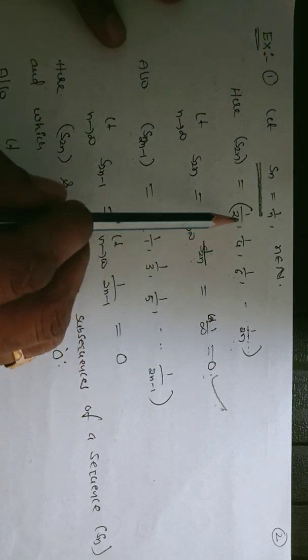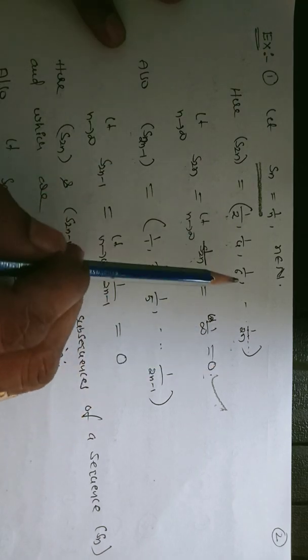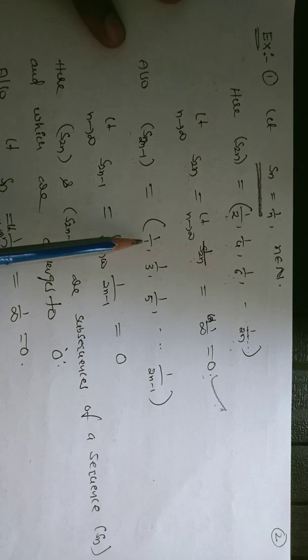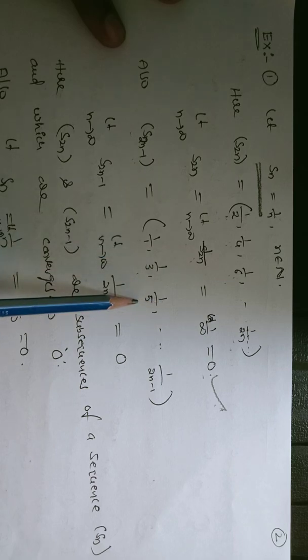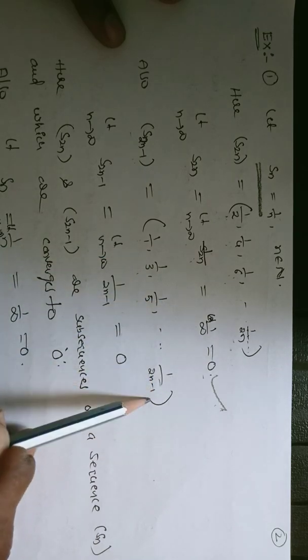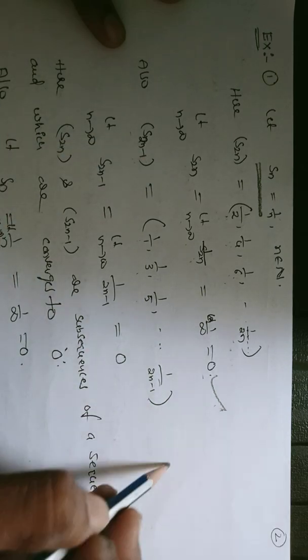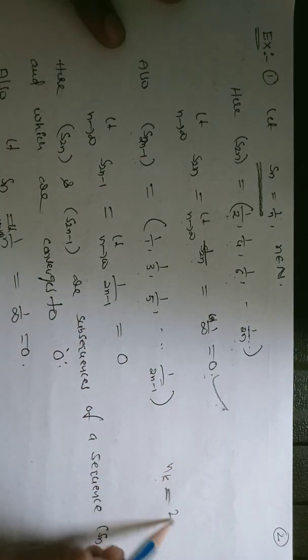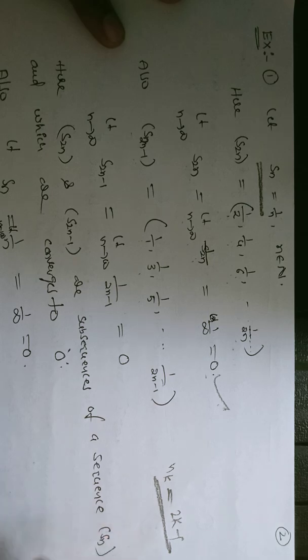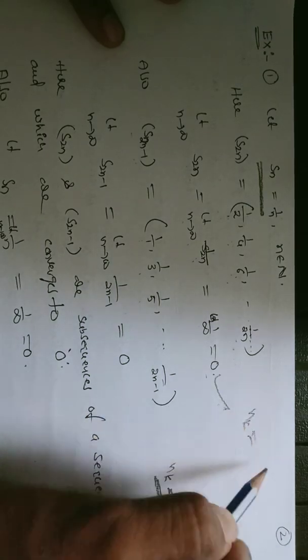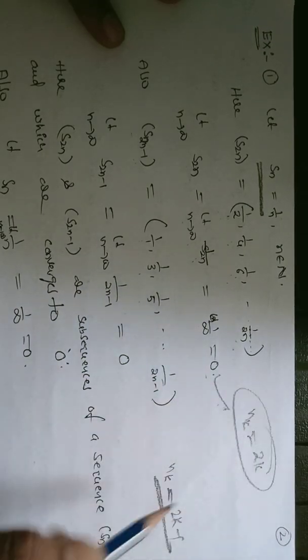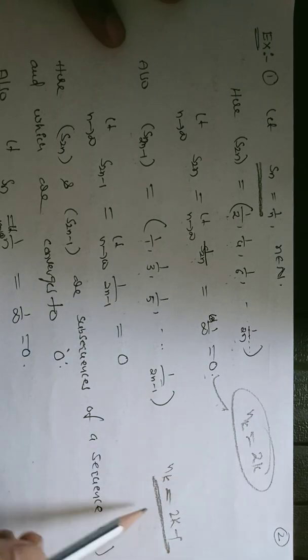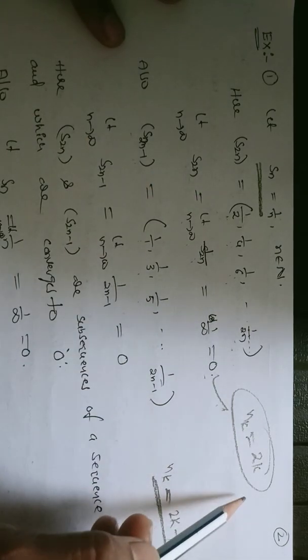Suppose I take another subsequence, S_2n minus 1. This means the odd terms of the sequence: S_1, S_3, S_5, and so on. S_1 means 1 by 1, S_3 is 1 by 3, S_5 is 1 by 5, like that, 1 by 2n minus 1. So here I am taking n_k equal to 2k minus 1 for odd, and n_k equal to 2k for even. So this is one subsequence.